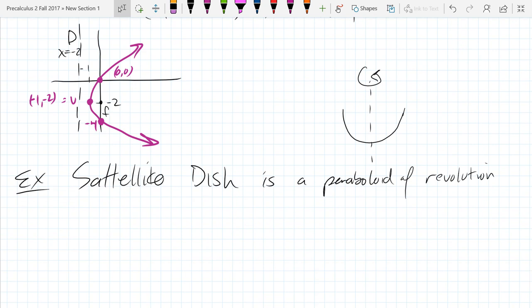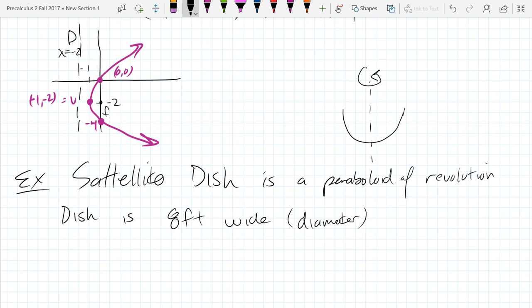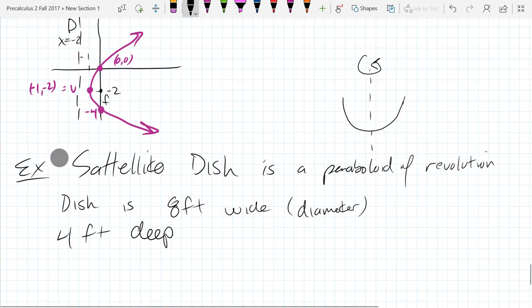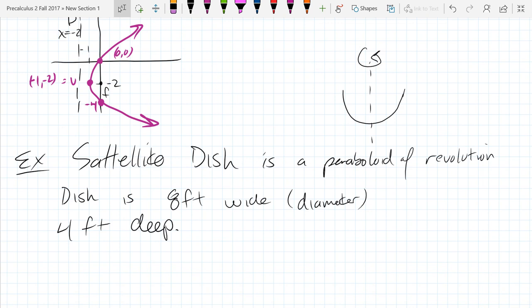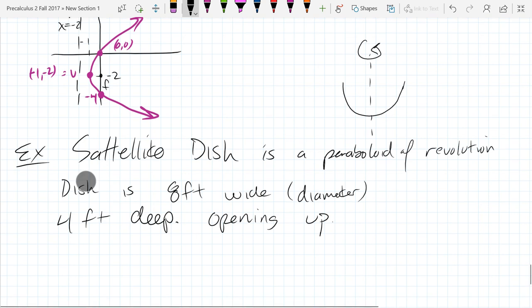It is 8 feet wide and 4 feet deep. And that's the diameter. And 4 feet deep. You can choose where the vertex is. It's supposed to be pointing up, so that means our focus is going to be above the vertex, so it's opening up. So I want to know the equation of this. First let's graph it out.